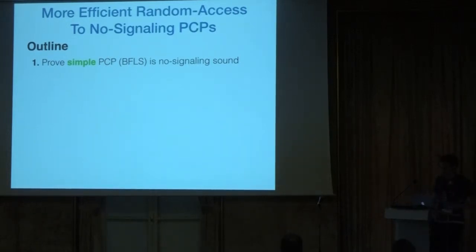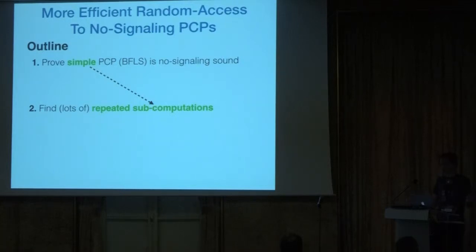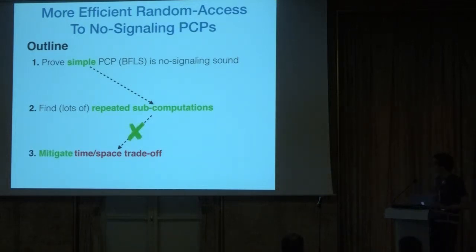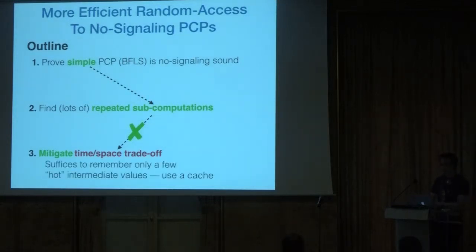Our analysis remains complicated, but the simple construction allows us to identify lots of repeated subcomputations in the naive algorithm for computing this PCP. And as you all know, if you've ever taken an algorithms class, repeated subcomputations let you do time-space trade-offs where you don't recompute things, you just store the result. But the time-space trade-off that we end up getting is not actually great, but we show that you can avoid any real time-space trade-off by doing appropriate caching. You don't actually need to remember all the subcomputations, you can just remember a few at a time.